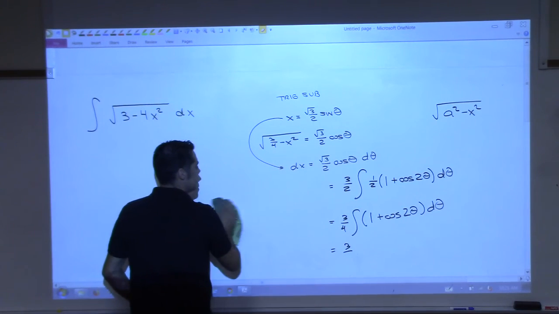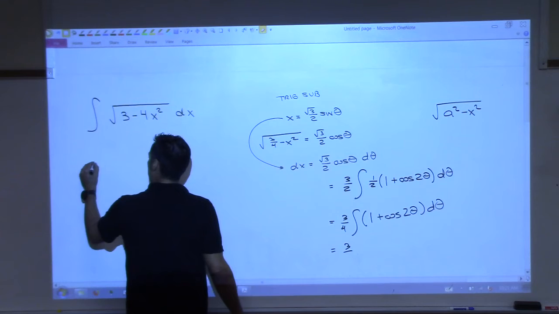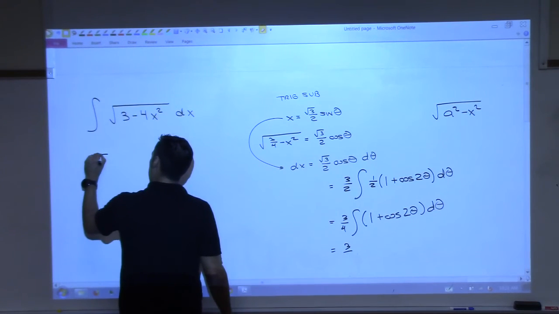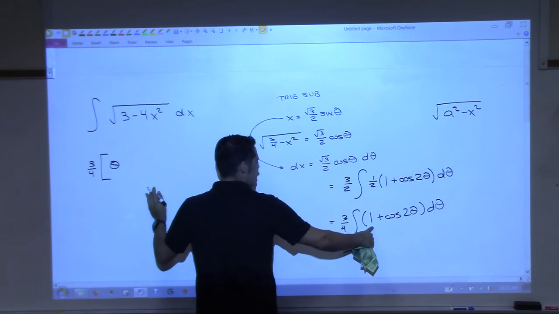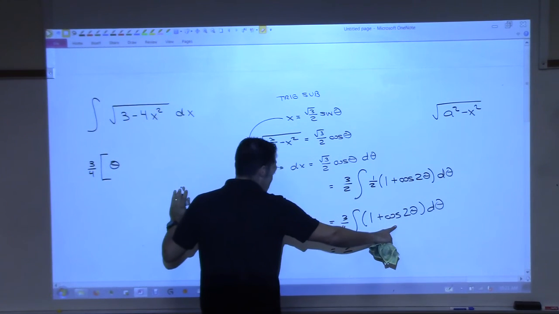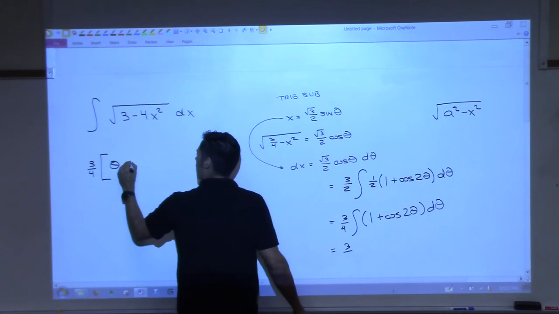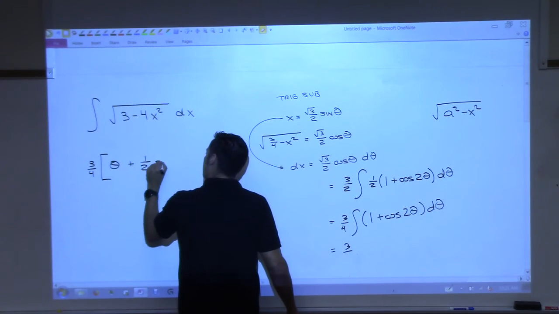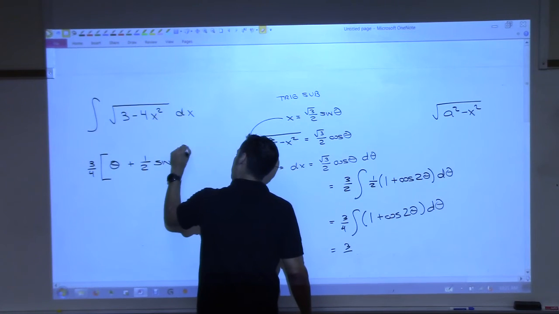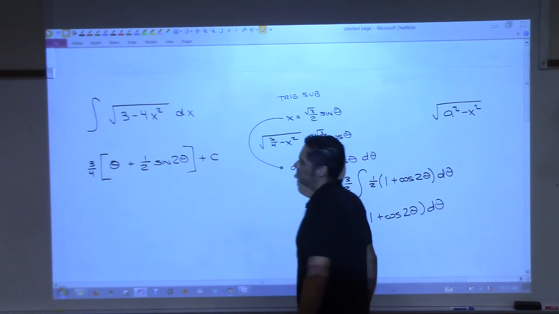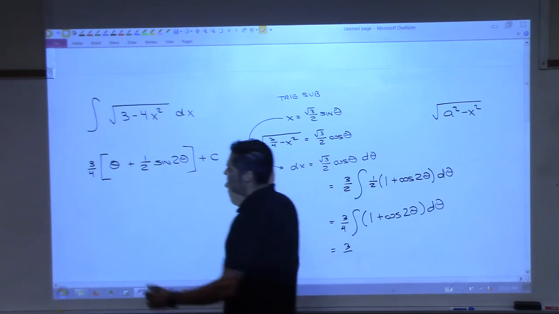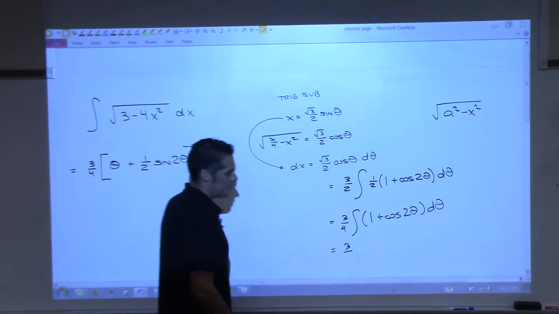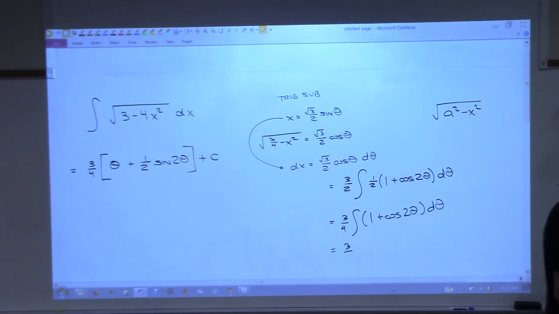Okay, so I'm going to just erase to there. So we're at 3/4, and then now our antiderivative, which you said was theta, right? And then, what's the antiderivative of cosine 2 theta? 1/2 sine 2 theta, right? Then plus c. Now what? We got to get back to x, right? We got to get back to x.